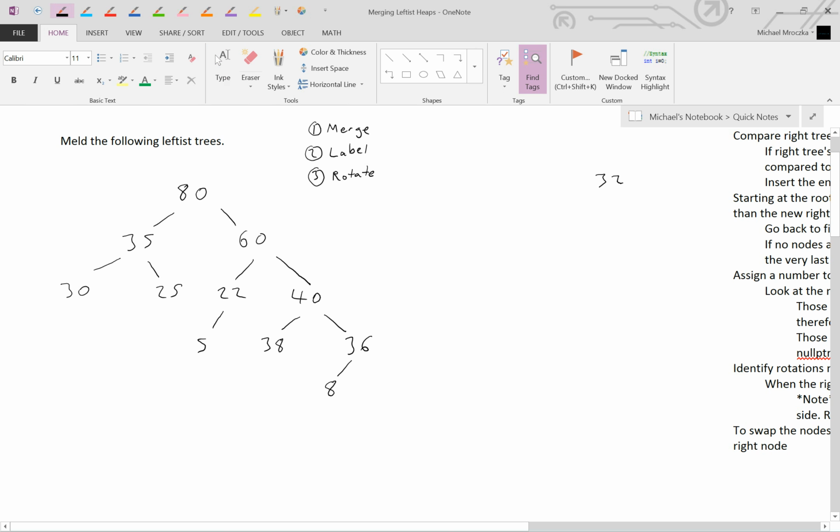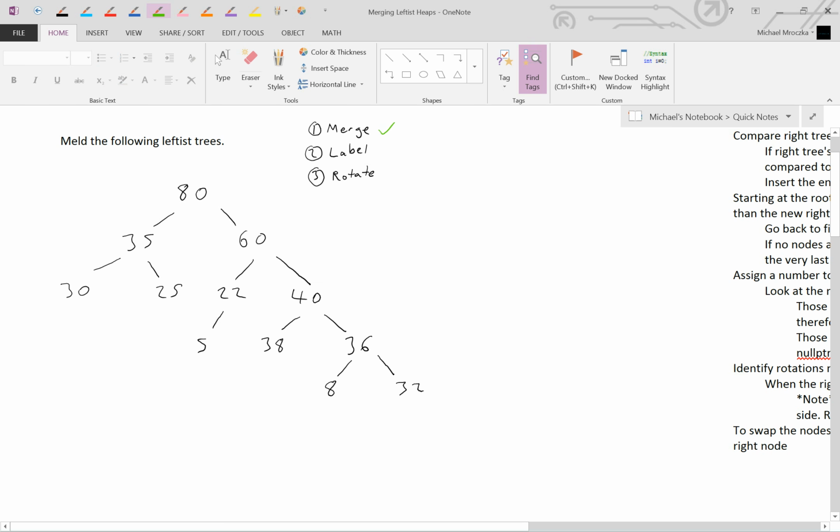And then we do the same thing all over again. So we say, is 32 bigger than 80? No. Is 32 bigger than 60? No. 32 bigger than 40? No. Is 32 bigger than 36? No. So we stick it on the very end down here in a new slot, right like this. Perfect. So now we're done with the first step, merging the trees.